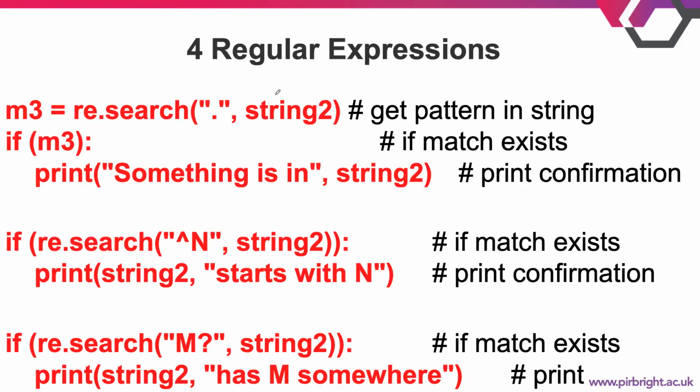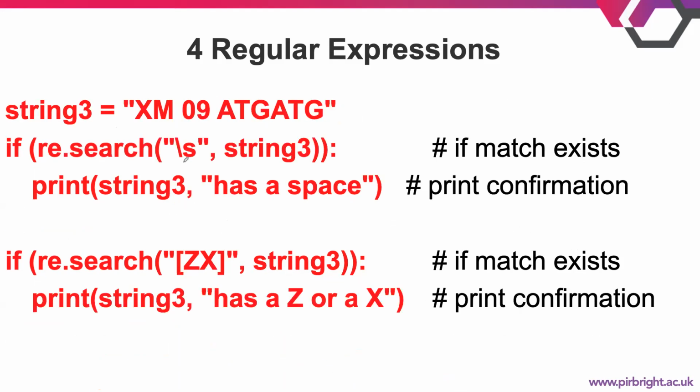There are other examples of this where we have the dot as our query for the string, and therefore we would get to see if there's output there. And the same if we check whether it starts with an N, that will print if it's true. And the same if we have 0 or 1 copies of M, it will say that's inside there. Then we have another example where we have a backslash s for a space to see if that's in this string, or either Z or X. We can do the same with numbers.